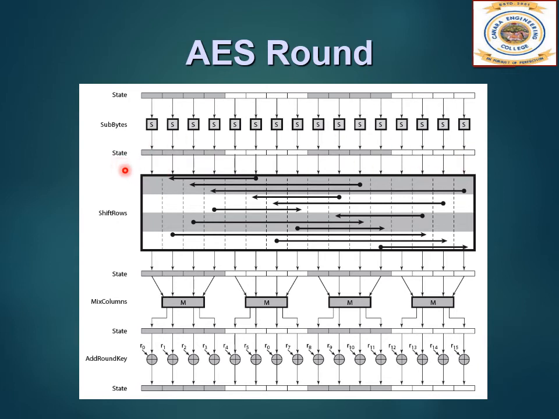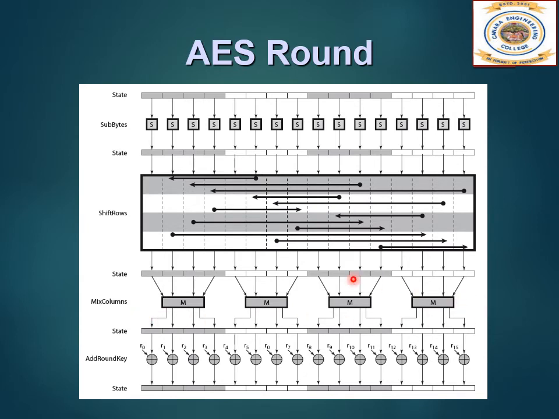The output of this state array will be the input to the next stage, that is shift rows. In shift rows we have also seen how it is done. The first row has no change, the second row has 1 left circular shift, the third row has 2 left circular shifts, and the last row has 3 left circular shifts. Again the output is entered in the state array, which forms the input to the next stage, mix columns. In mix columns we have also seen how a standard 4 cross 4 matrix is used.